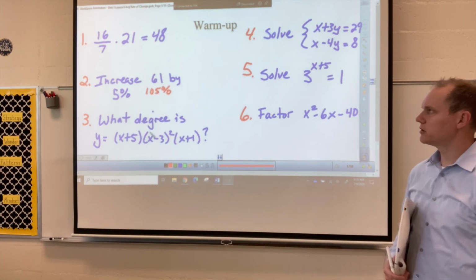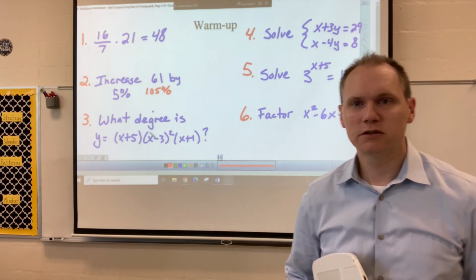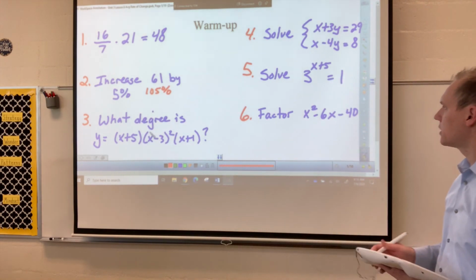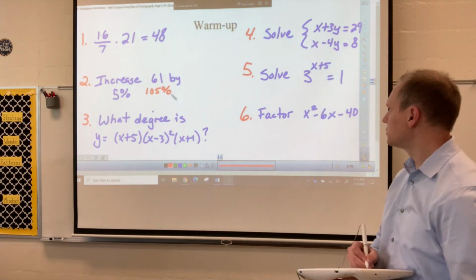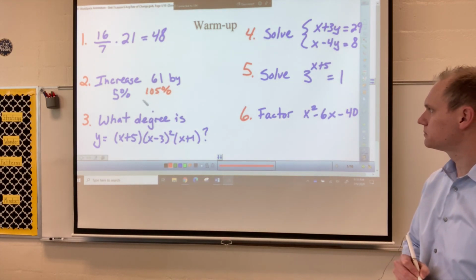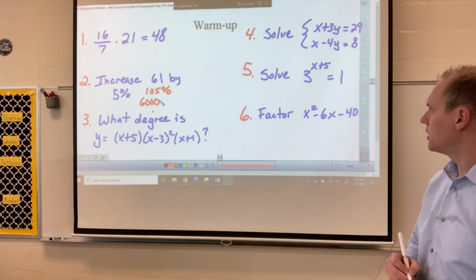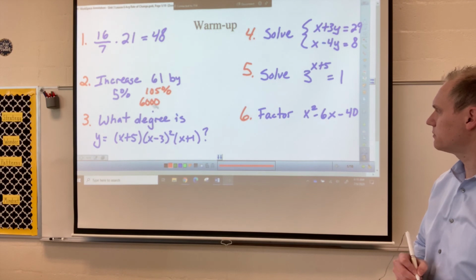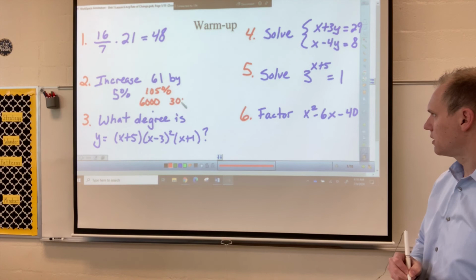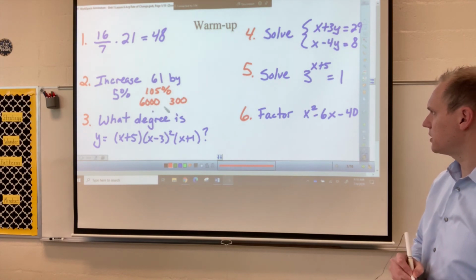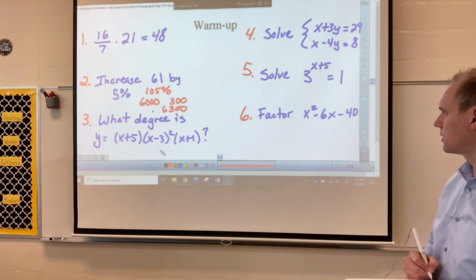So let's multiply 105 times 61. So it's going to be a little tricky here. So let's see. We've got 60. Let's just do 60 times 105. So 60 times 100 is 6,000, and then 60 times 5 is going to be 300. Add those together, you get 6,300.